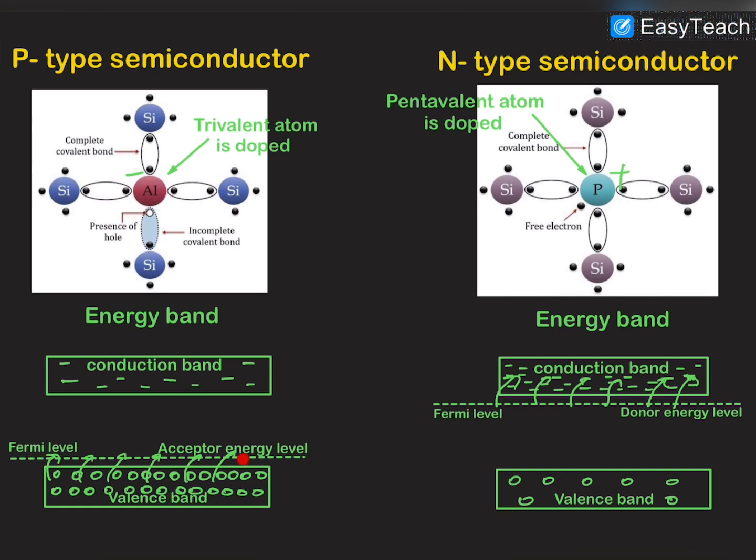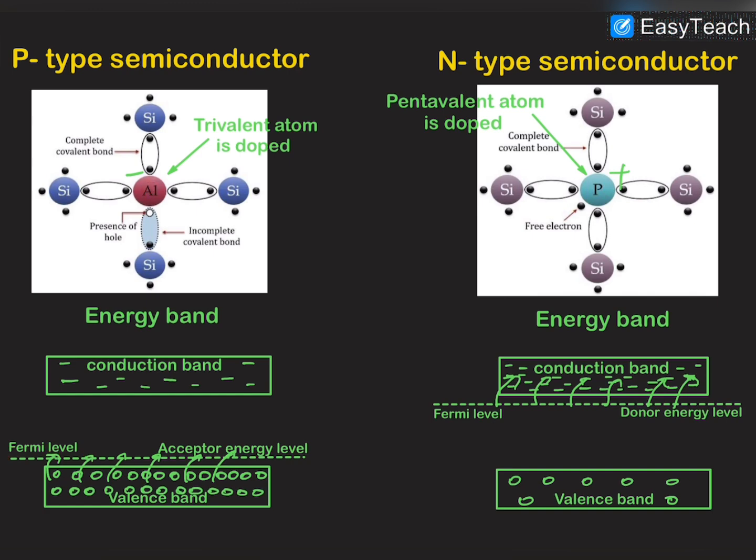Now this energy level is also representing the energy of these acceptor ions. So this is the aluminium ion, and this energy level is also representing the energy of these acceptor ions. This energy is equal to the energy of these ions.